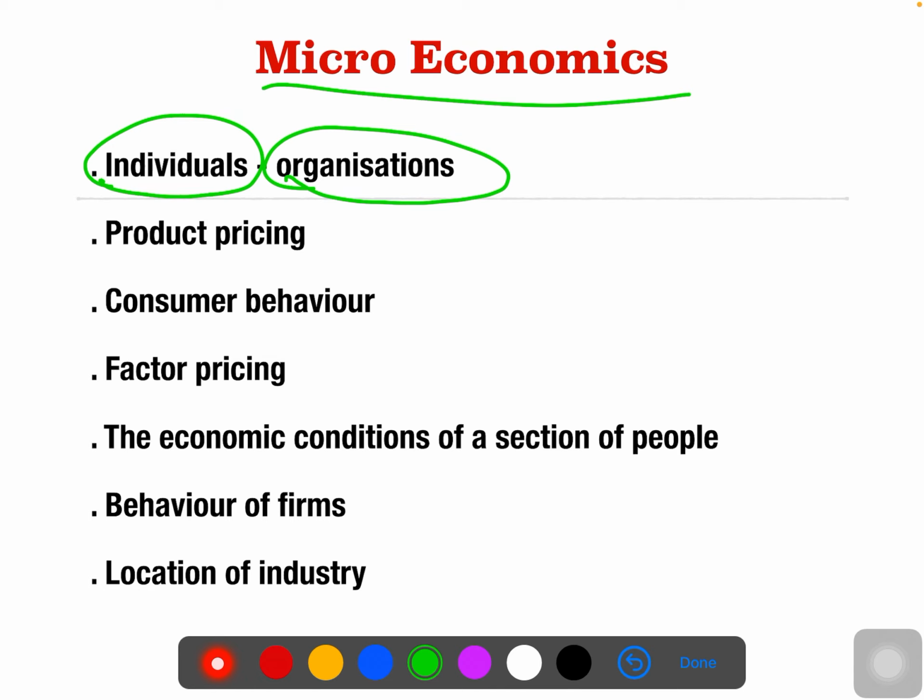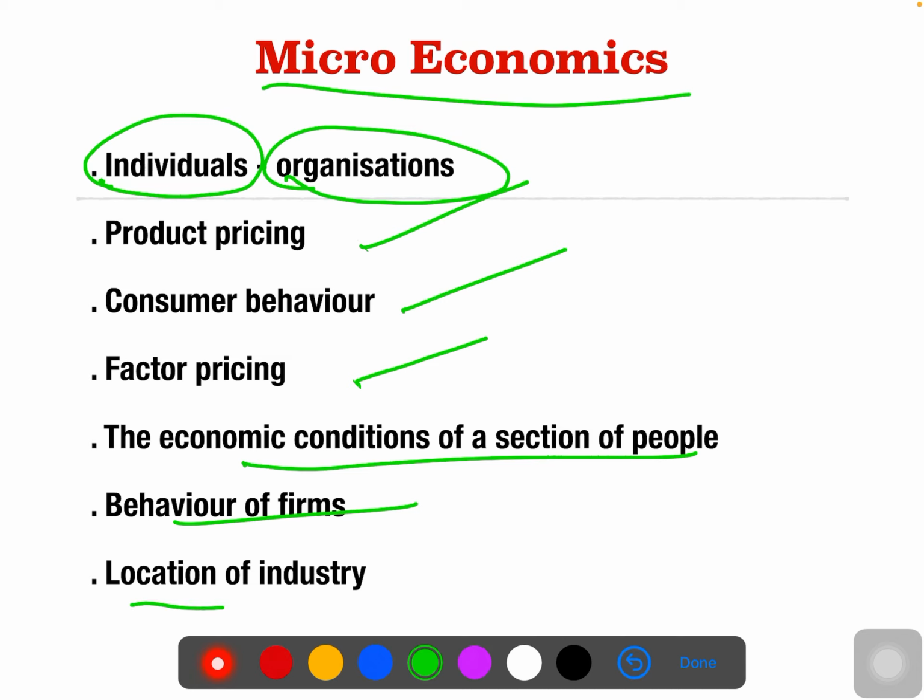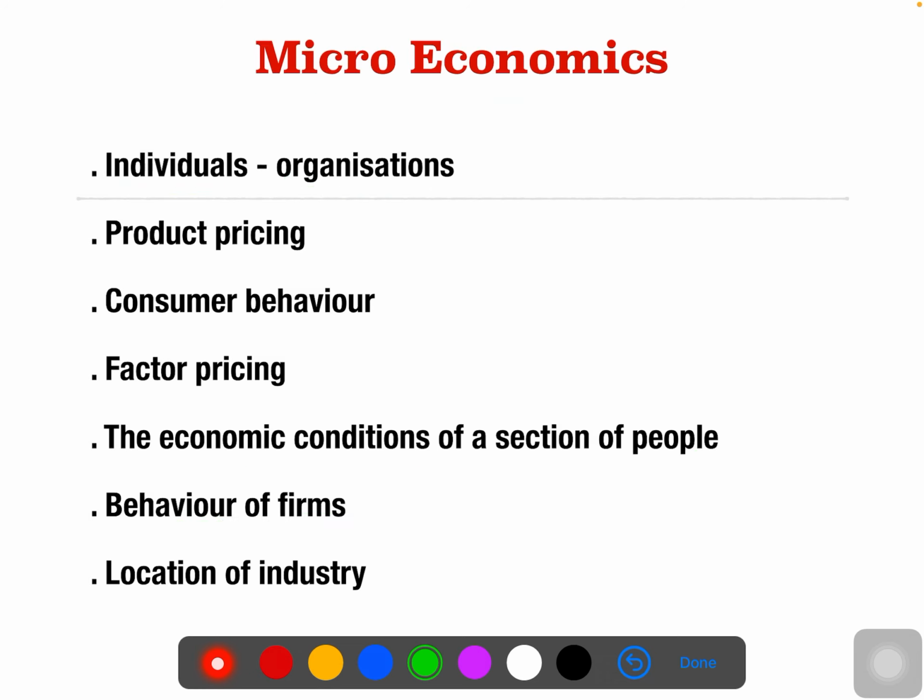When I'm talking about the individual unit, individual organization, let's talk about the areas of study. Microeconomics studies product pricing, how you are going to fix your product price, how the consumer is going to behave when demand changes, supply changes, price changes, how you are going to fix the prices of factors of production, and what the condition of people in the country is, how the firms are going to behave, and in which area the industry is located. So these all come under the study of microeconomics. Please do remember the areas so you can answer the question.